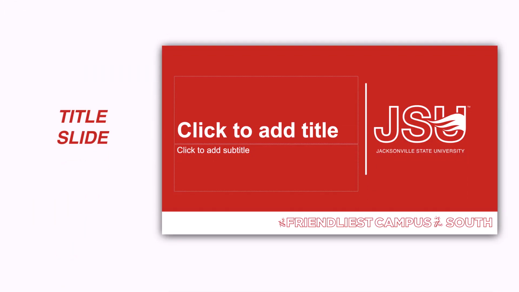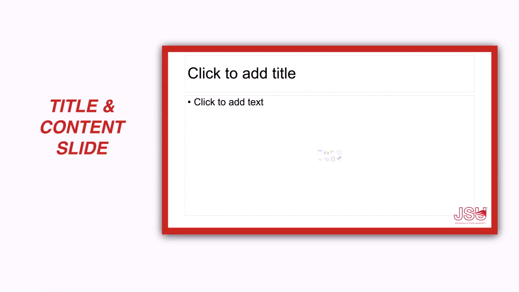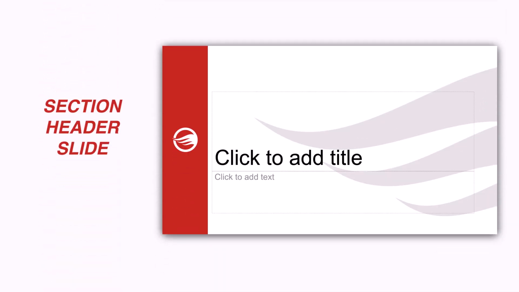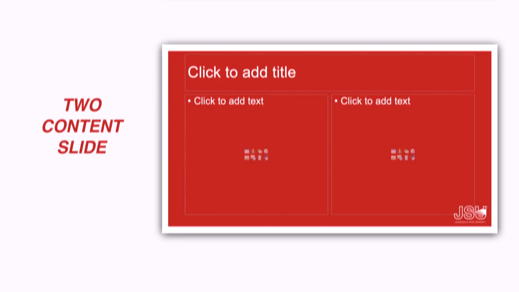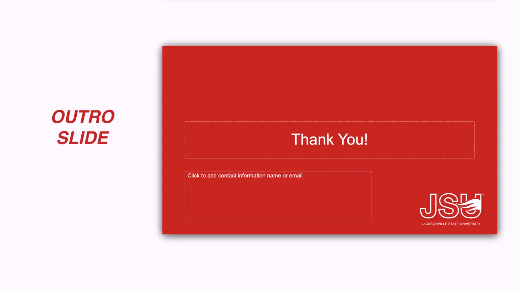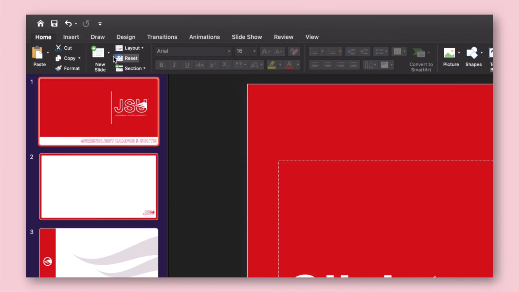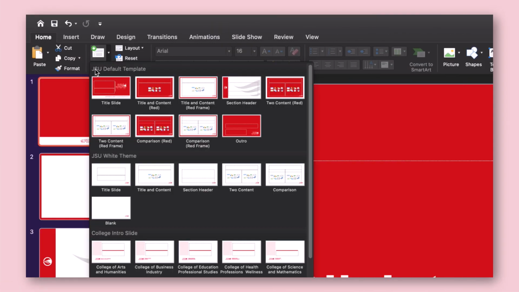Just like any other PowerPoint, you have a title slide, title and content slide, section header slide, two content slide, comparison slide, and outro slide. You will notice that the outro slide makes it easy to add your contact information for your audience to see at the end of your presentation. All these slides can be found on the Home tab by clicking on the drop-down arrow above New Slide.